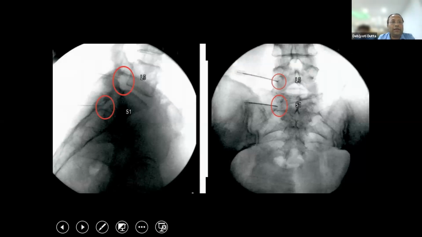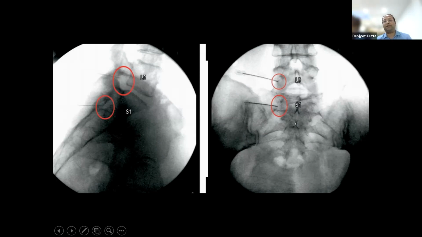So here you can see that in this patient, under the L5 pedicle, a transforaminal injection is being given, but another needle, the below one, is at the S1 foraminal level and in the epidural space. Here also the same thing, same picture, lateral view and AP view. In the AP view, you can see both the foramens are at different levels, not overlapping each other.